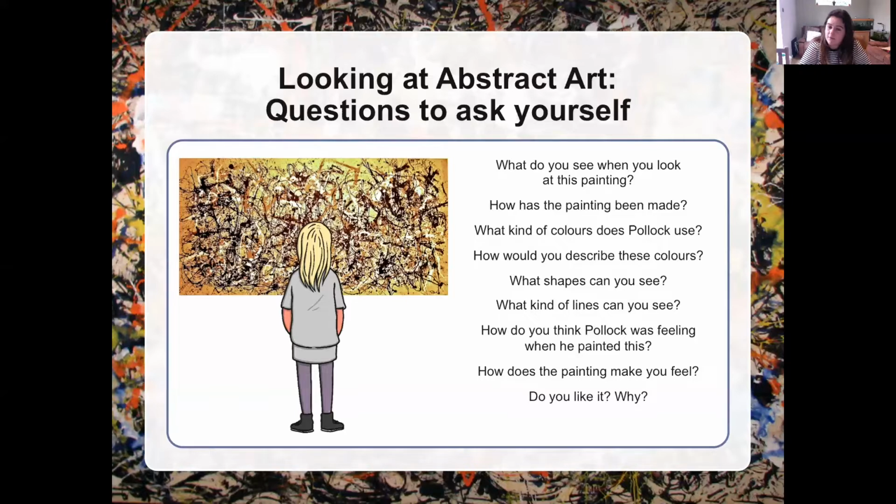And then importantly, do you like it? If you do, why do you like it? What do you like about it? And if you don't like it, then why not? What do you prefer to see in a picture?